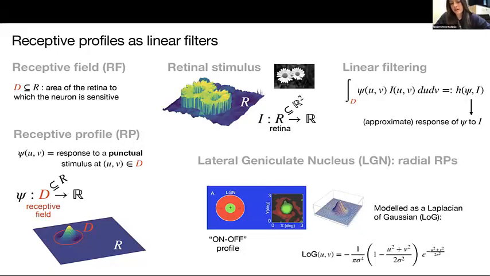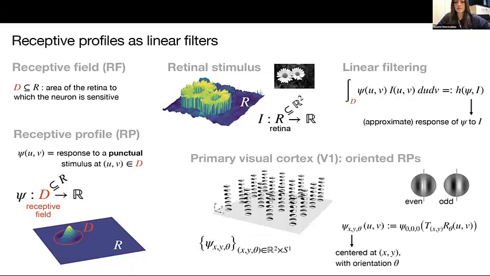So these kinds of cells have a receptive profile that is approximately radially symmetric, with positive values in the middle surrounded by negative values or vice versa. This is typically modeled as a Laplacian of Gaussian function, so basically a Mexican hat function in 2 dimensions. Another important family of cells that have this property of linearity with respect to the stimulus are simple cells in V1. These are also the first cells in the visual pathways that are selective to orientation.